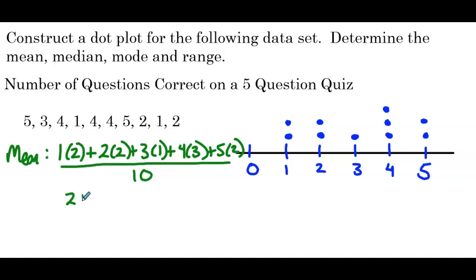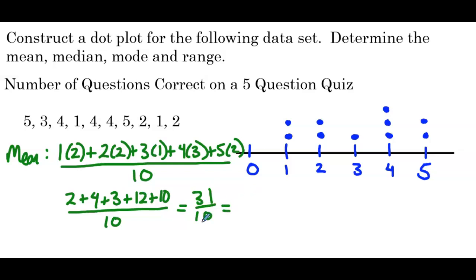The numerator would be 2 plus 4 plus 3 plus 12 plus 10 divided by 10. So that's 6, 9, 21, 31 divided by 10. That's an easy division. That's going to be 3.1. So the mean or the average number of questions correct on this 5-question quiz is 3.1.